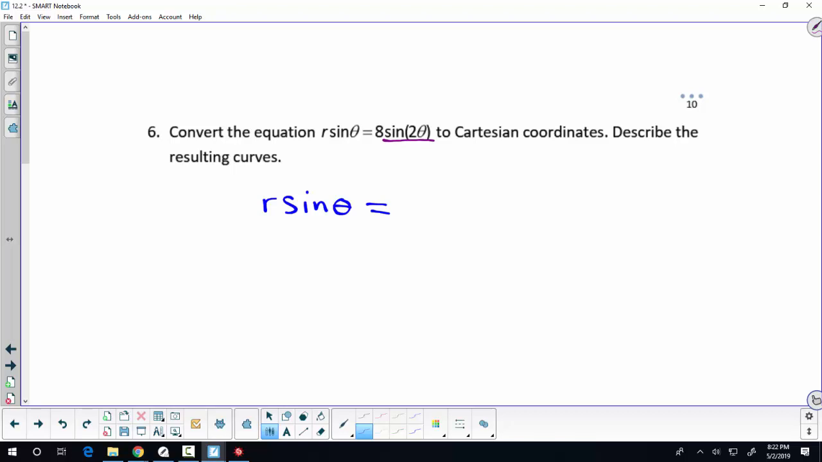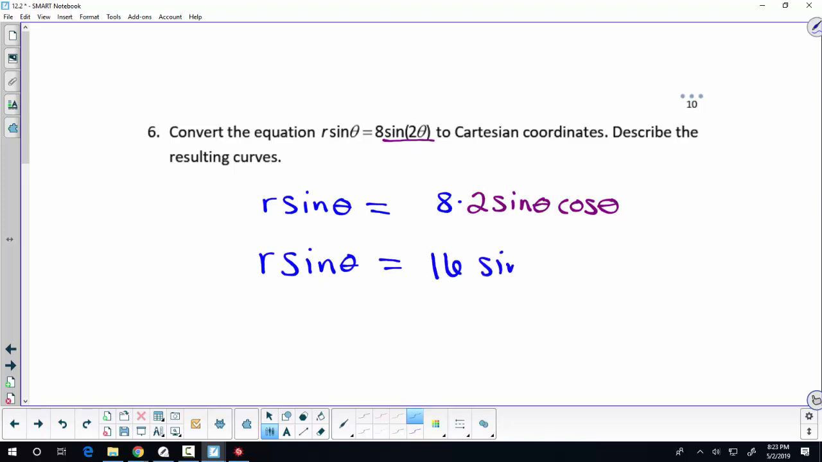So we want to write that as 2 times sine theta cosine theta times r8. So we have r sine theta equals 16 sine theta cosine theta. It's not really that obvious, which is why I just wanted to talk about it briefly.